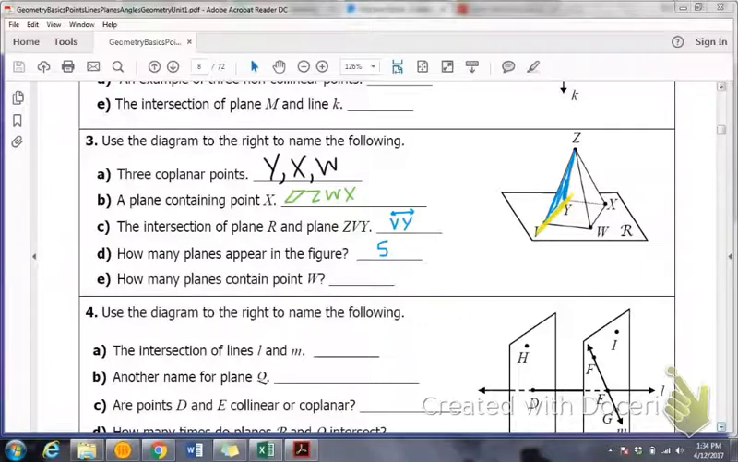How many of those planes contain point W? Take a minute. How many contain point W? Have I called on everybody? Has everybody answered? James? 3. Anybody agree with 3? Good. I would agree with 3 as well. 3 planes contain point W.